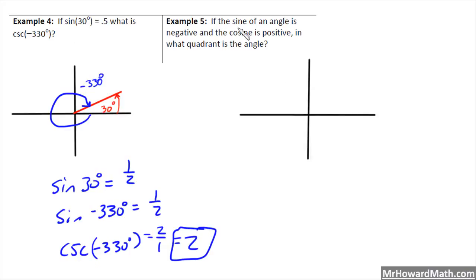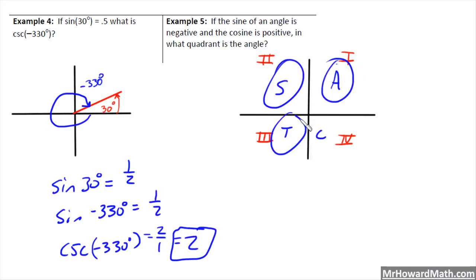All right, example 5. If the sine of an angle is negative and the cosine is positive, in what quadrant is the angle? So let's label these quadrants again. 1, 2, 3, and 4. Now I'm going to teach you a little acronym that will help with this. It starts in quadrant 1, and it's A, S, T, C. What we use for this is go in order from 1, 2, 3, and 4. All students take calculus.